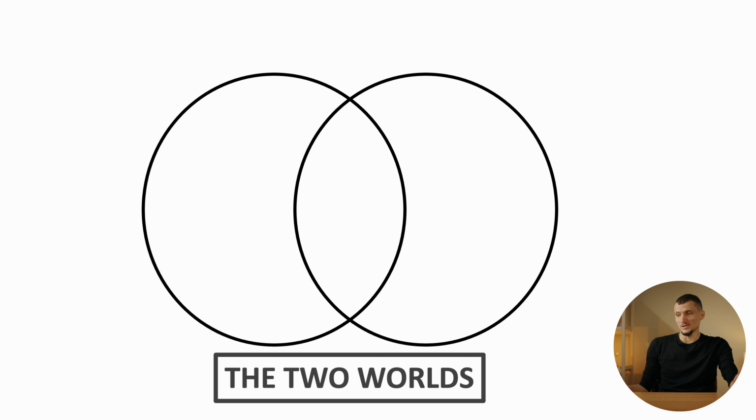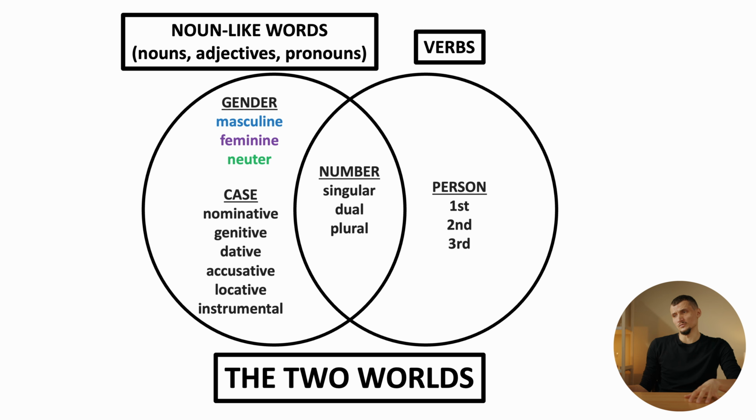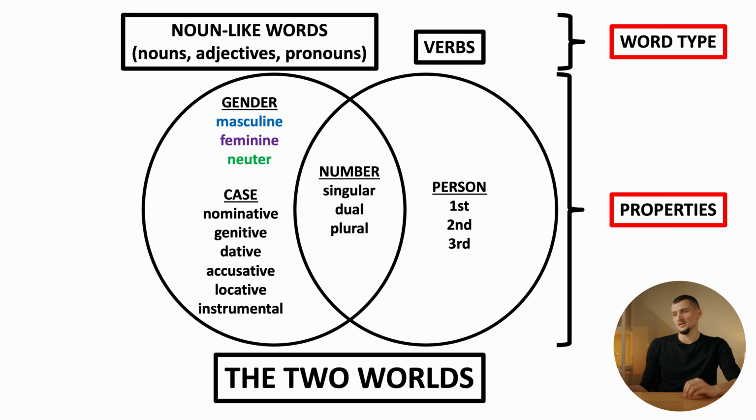So today we are continuing on the topic of base form. But before we learn some new things about it, I'd like us to just very briefly review what we've touched on so far. We have our two worlds, the world of nouns and the world of verbs, all of the grammatical properties, and then we have word types and those are our properties.